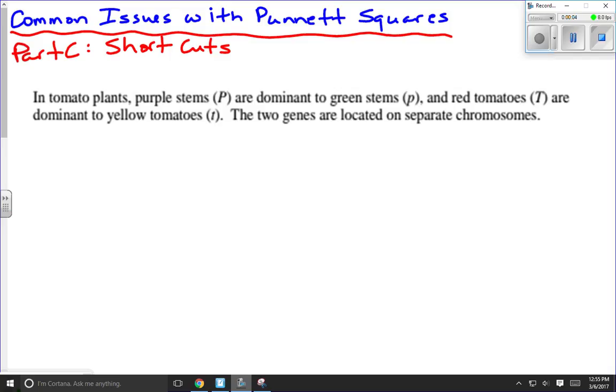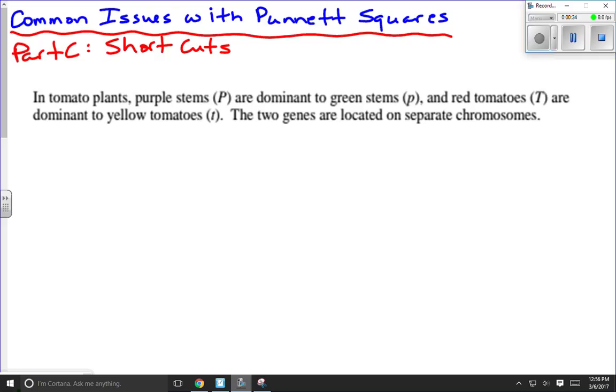In this video, we're going to continue with looking at common issues with Punnett squares, and this time I'm going to show you some shortcuts. Shortcuts that will make doing the Punnett squares a little bit easier, some patterns that we can look for. And the reason we want to do these shortcuts, not because we're lazy, although I am, but mostly it's because Punnett squares are complicated, they're big, there's lots of little letters in there, and they're prone to mistakes.